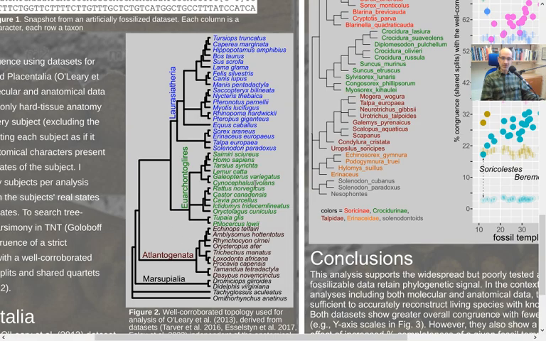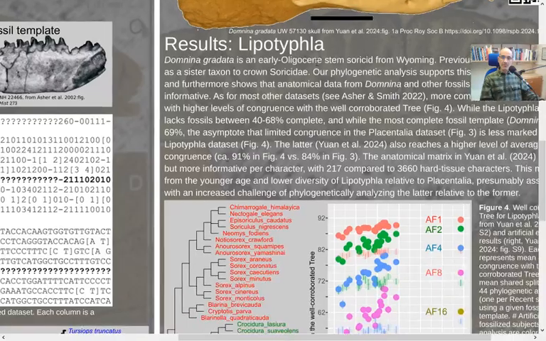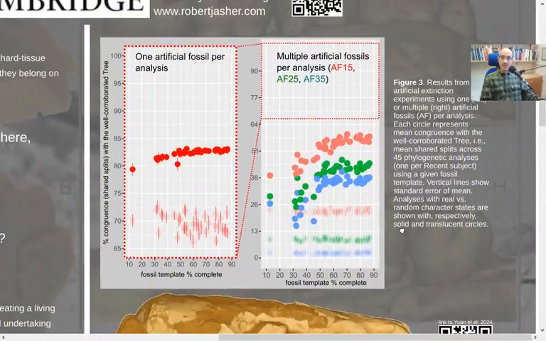The branching structure here was not determined by the anatomical characters that are increasing in completeness over these various fossil templates. Again, with the O'Leary et al. data set, there seems to be a bit of an asymptote. As you get around 60% complete, you don't really increase congruence. Now, the O'Leary et al. data set from way back in 2013, that's a tough problem.